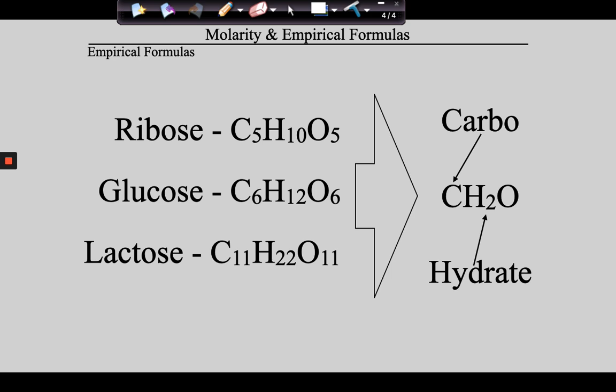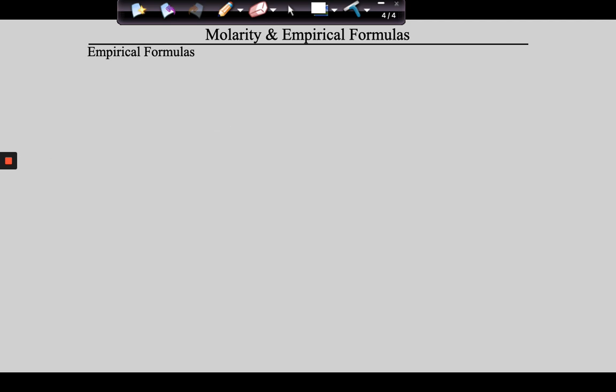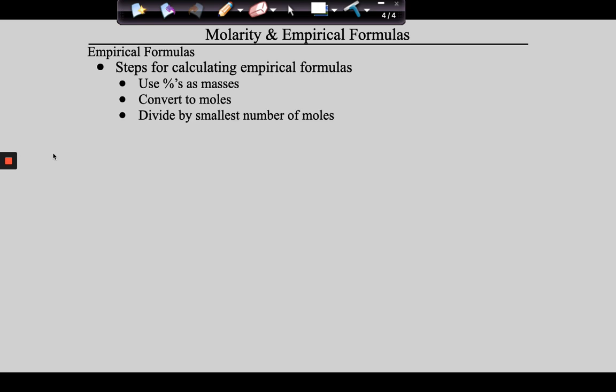So guys, the question then becomes, how do we know this? How do we calculate this? Let me give you the steps. Guys, in order to do this, it's a 4-step process. Step number 1 is if you are given percentages, use them as masses. That'll make more sense in a minute. Then guys, step 2, convert to moles. Step 3 is divide by the smallest number of moles. And step 4 is write the empirical formula.